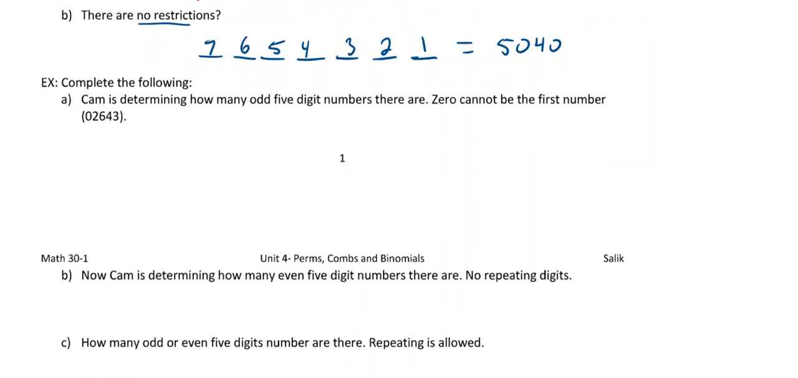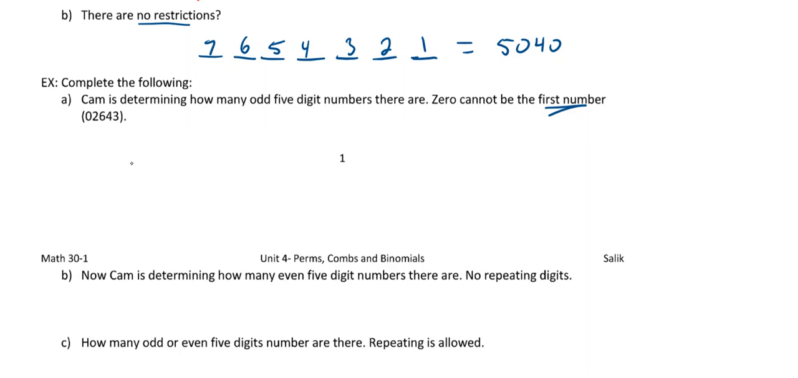Alrighty. Now, complete the following. Cam is determining how many odd 5-digit numbers there are. And this one can be a little bit deceiving, right? Because it might not tell you this last part. It's up to you to know this: that the first number is not allowed to start with 0, because you wouldn't call that a 5-digit number. That'd be a 4-digit number.